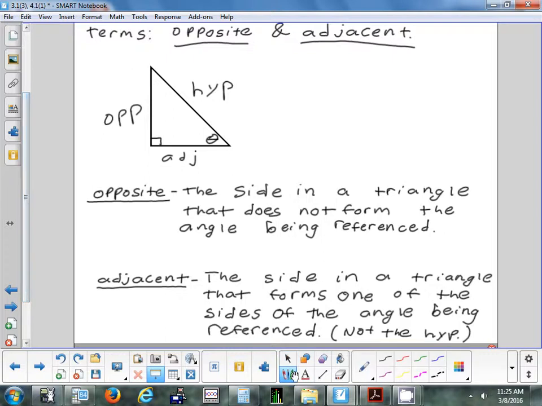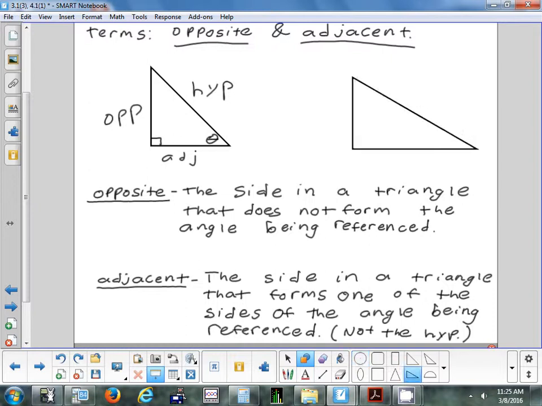All right, let's suppose we put theta here. Okay, Melissa, where would my opposite side be now? Yep, now opposite is the bottom. And Carter, what about my adjacent side? Yeah, the side on the left, it's the height. And did changing theta change where the hypotenuse is? No.